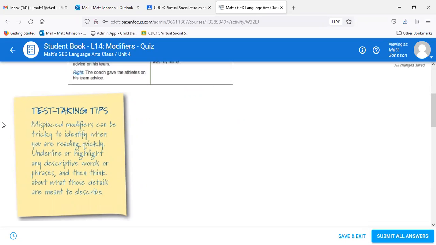Misplaced modifiers can be tricky to identify when you're reading quickly. Underline or highlight any descriptive words or phrases, and then think about what those details are meant to describe. So if you run into something like that, an adverb or an adjective, once you identify it, look and see which word it is trying to describe. And that'll help out. Sometimes you have to slow down a little bit and read the sentence once or twice to identify that.